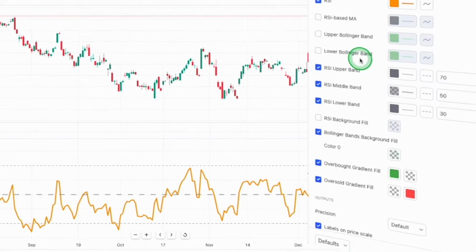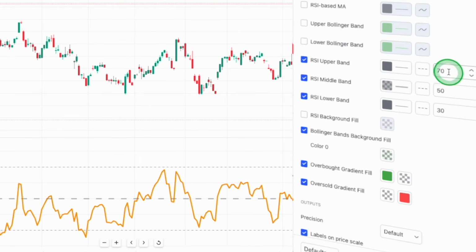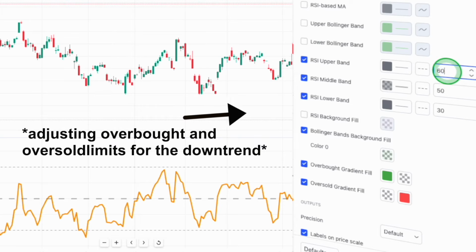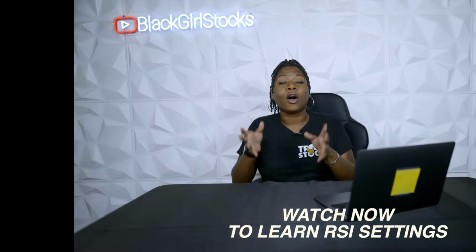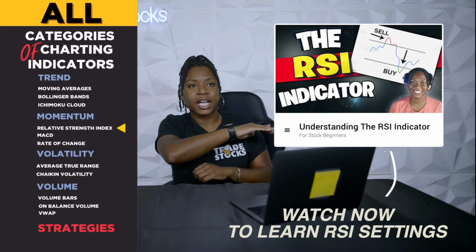If you're in a long-term uptrend or a long-term downtrend, you're going to want to tailor the RSI limits. The 70 and the 30, it's not going to be the same in a downtrend. Open this video on a new link and check out that information.